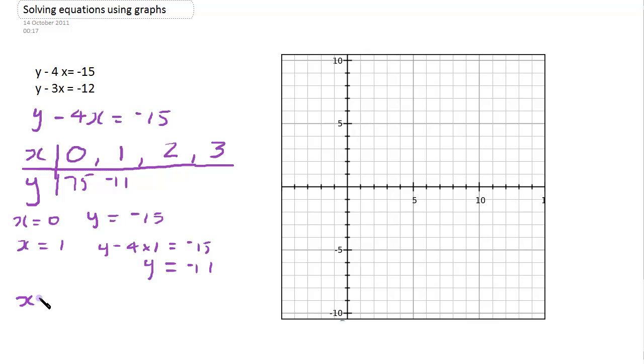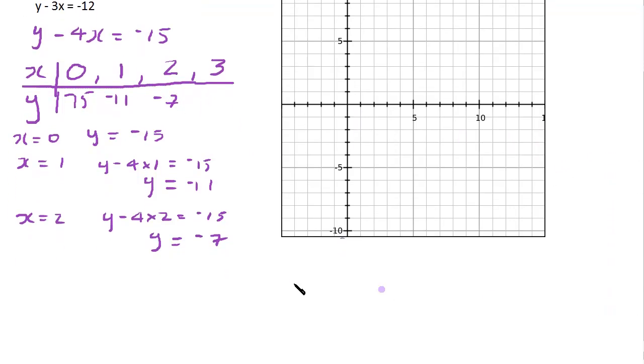And let's do x equals 2. So y minus 4 times 2 equals minus 15. So therefore, that's minus 8. Put it onto the other side, you get minus 7. So we have minus 7 here. Let's scroll down a little bit further to give us more space. So let's do x equals 3. So you get y minus 4 times 3 equals minus 15. That's minus 12. Add 12 to both sides, you get y is equal to minus 3.